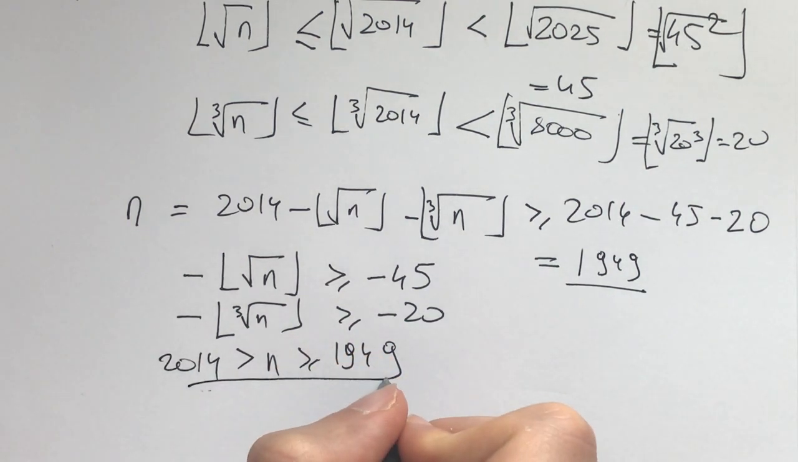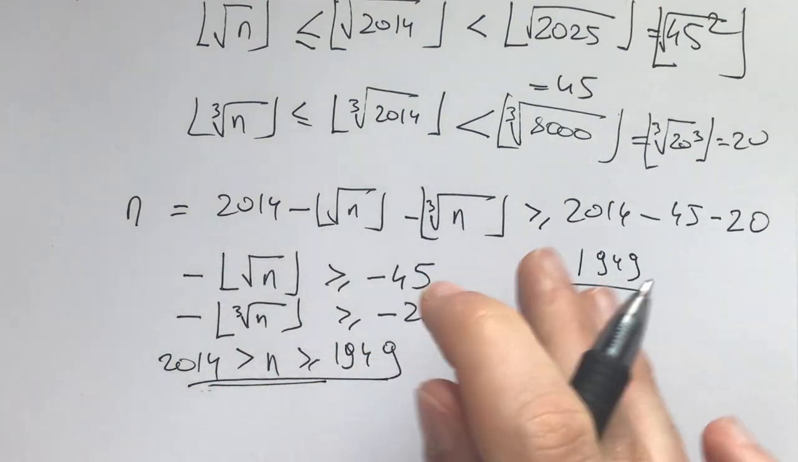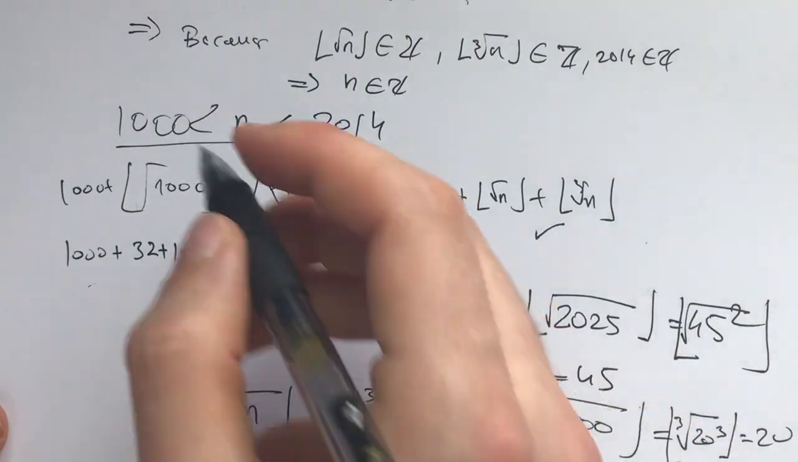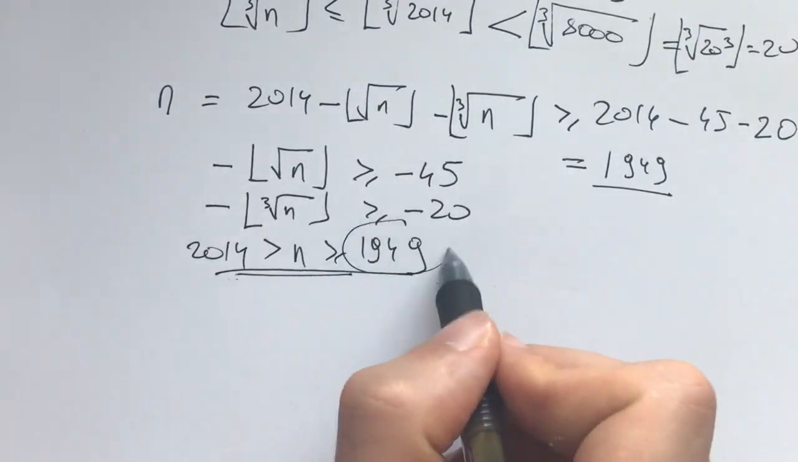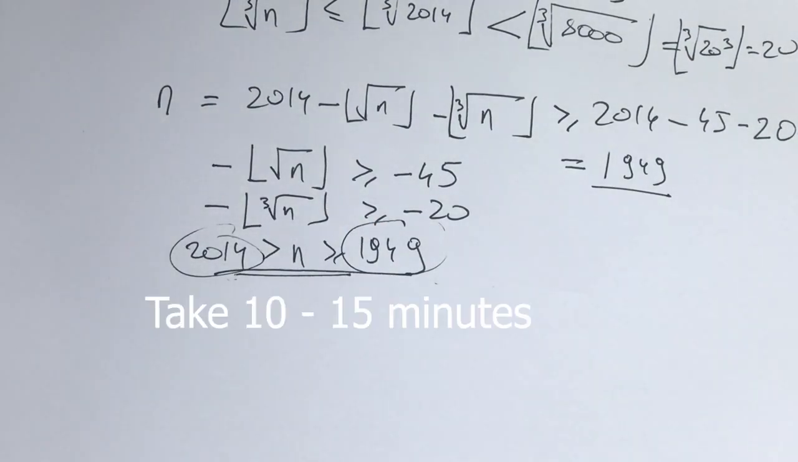Can we further decrease what n can be? Mind you, here we had n between 1,000 and 2014, and now we know it's between this number and this number. I invite you to take another 10 to 15 minutes and try to finish the problem yourself.